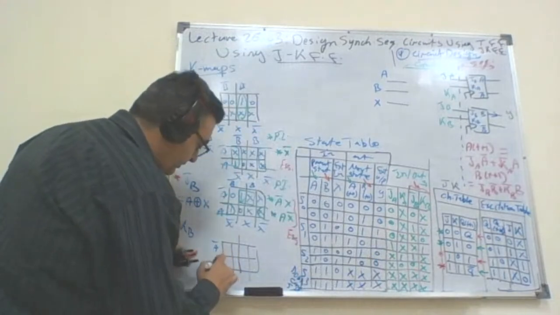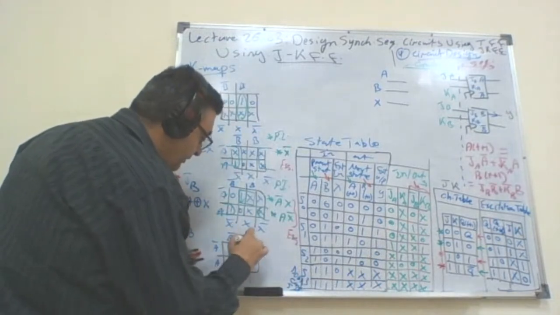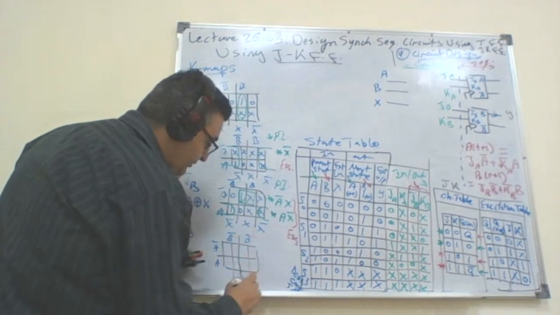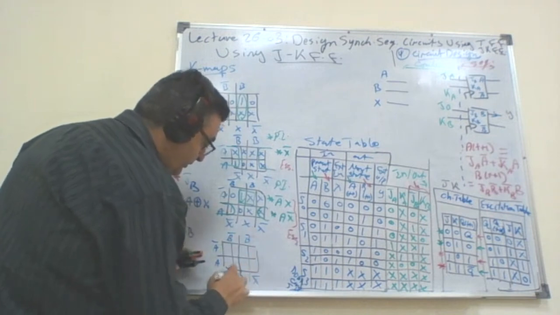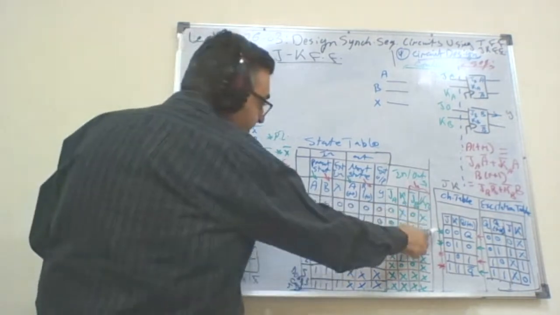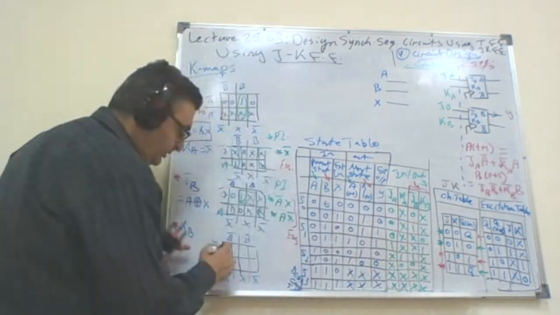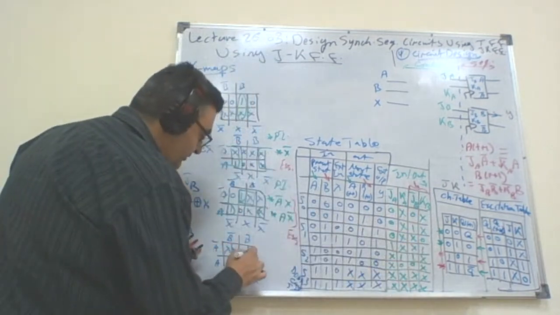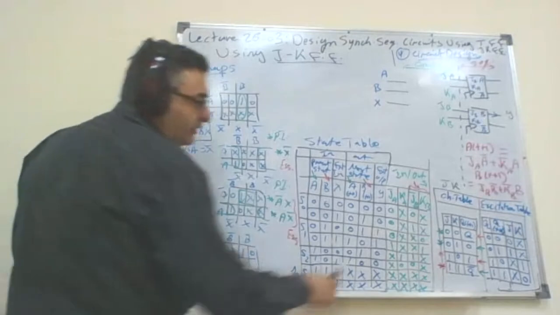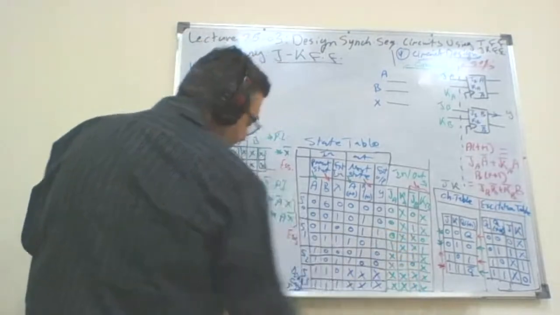A bar A, B bar B, X, X bar. So for KB, XX01, XX01, XX01, XXXX.